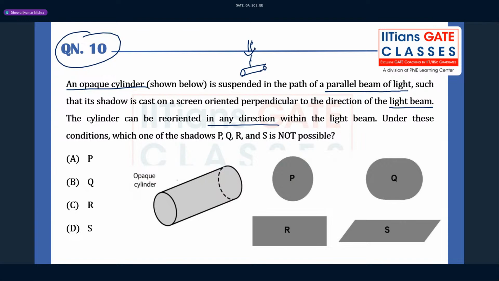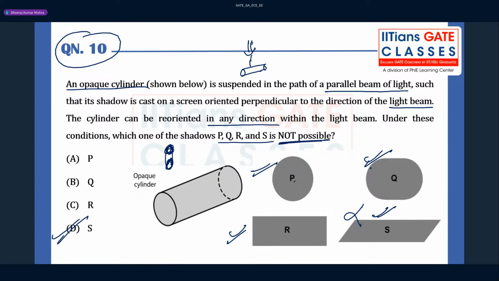If suppose the cylinder is like this, you might get this kind of figure, or you might get this kind of figure also, and you might get this kind of figure also, but you can't get this kind of figure, right? That is very important to keep in mind. What they are asking is under these conditions which of the shadows P, Q, R, S is not possible, right? Not possible means option D will be correct. Question number 10 is D. As per the official key also D. If you tilt it also, you cannot get this kind of shape. These are the shapes which are possible, right?